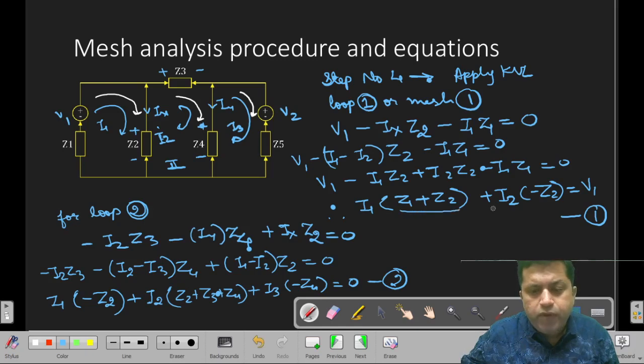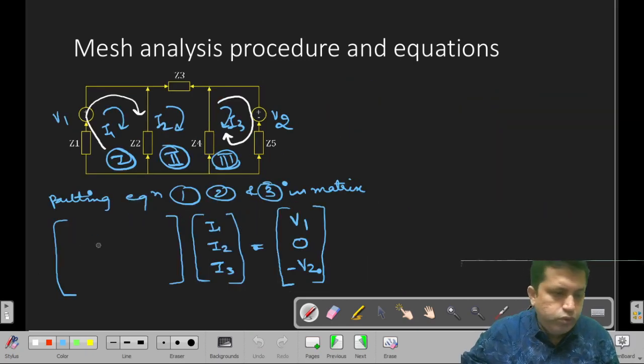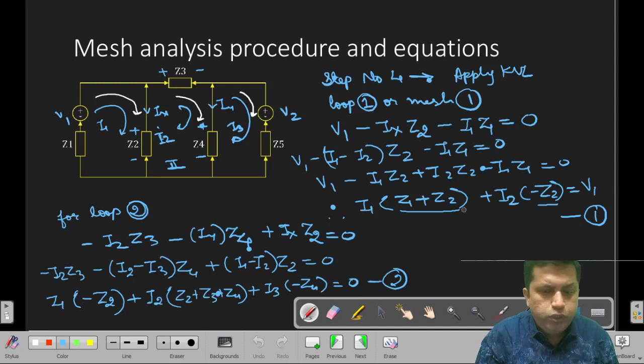I1 term is Z1 plus Z2, I2 term is minus Z2, there is no I3 term, so 0. So I1 term is Z1 plus Z2, this is minus Z2, I3 term is 0. Similarly in equation 2, what is I1 term? Minus Z2. What is I2 term? Z2 plus Z3 plus Z4. Okay, what is I3 term?